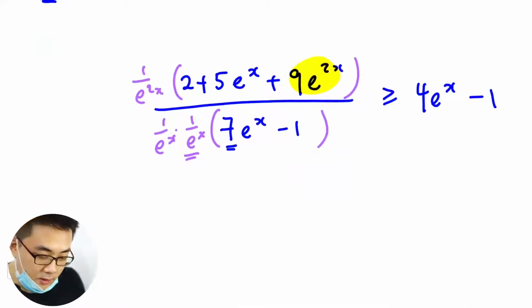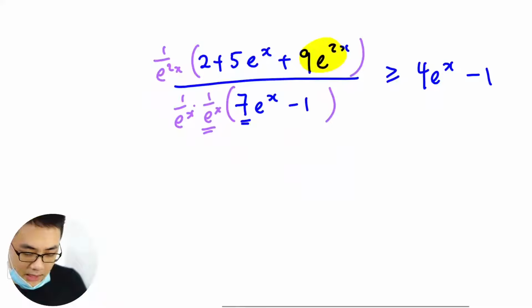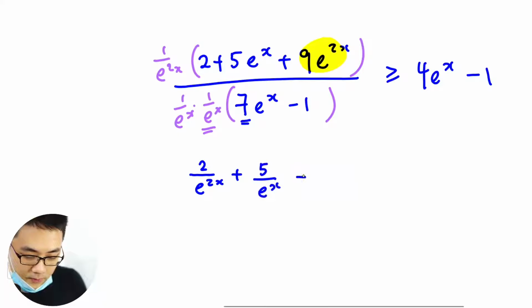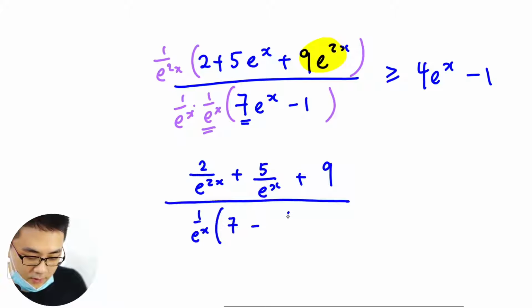Okay? So now once this is done, I'm going to just multiply this in. So this is 2 over e^2x plus, then I'm very happy because it's just 9. And this will just be 1 over e^x, 7 minus 1 over e^x.